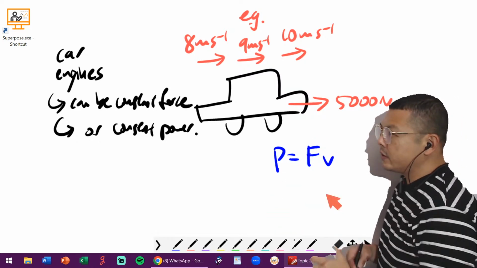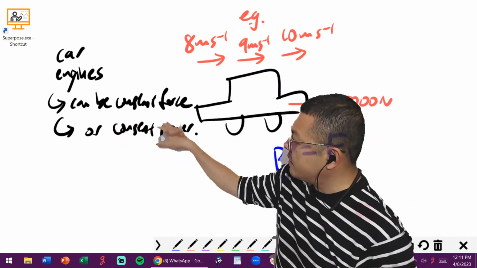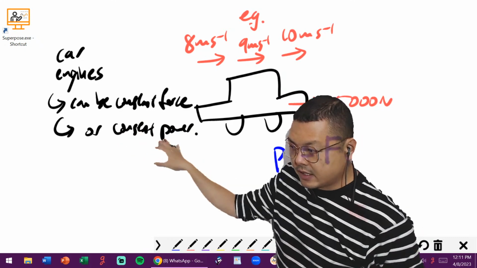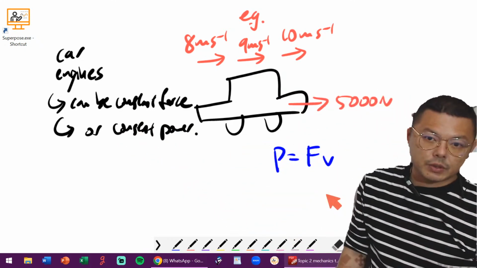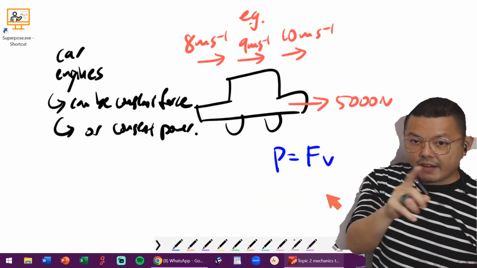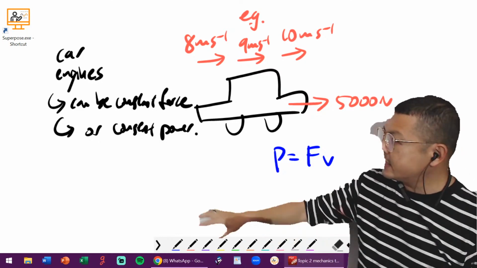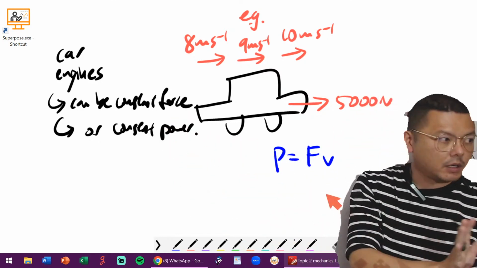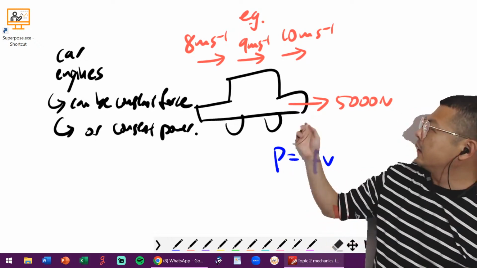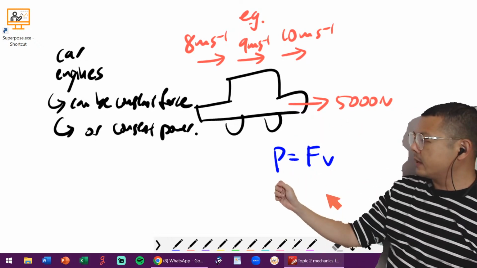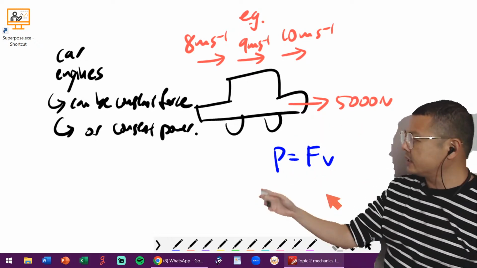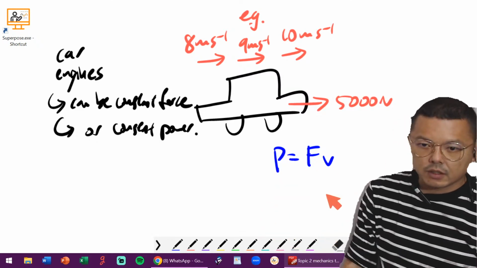So I want you to remember this. If it's constant force, the power can increase. If it's constant power, the force can change also. So don't go and relate force and power directly. Don't go and say that constant force means constant power. That's not true. So force can increase, power can increase, but maybe the velocity changes. So all these three terms can change.